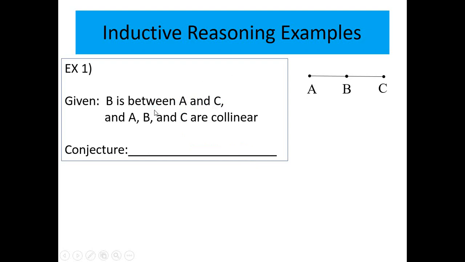Okay, so we've already talked about several of these concepts already. B is between A and C. Here's the picture. And A, B, and C are collinear. Okay, we've seen it many times. B is in between. It's not in the middle. It's just somewhere in between. So that means that the first part plus the second part equals the whole thing. So your conjecture could be that AB plus BC equals AC.